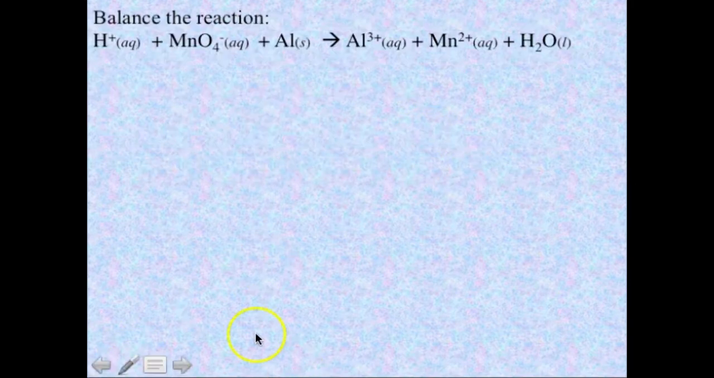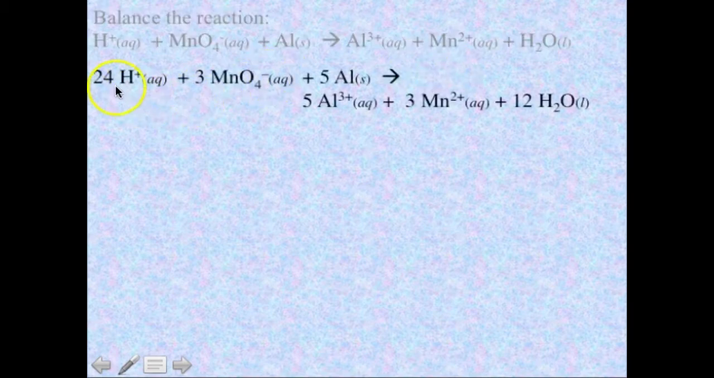So let's see if you can balance this reaction. Hydrogen ion plus permanganate ion plus aluminum metal yields aluminum ion plus manganese ion plus H2O. Turn your playback off, go through your BOHE equals plus steps, and come up with a balanced reaction, and then come back to the video and check your work.